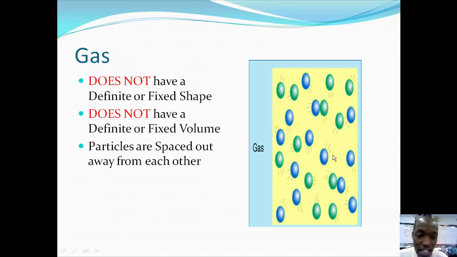Alright, gases do not have a definite shape and they don't have a definite volume. So the gases are the loose particles. They spread out until they distance themselves away from all the other particles.